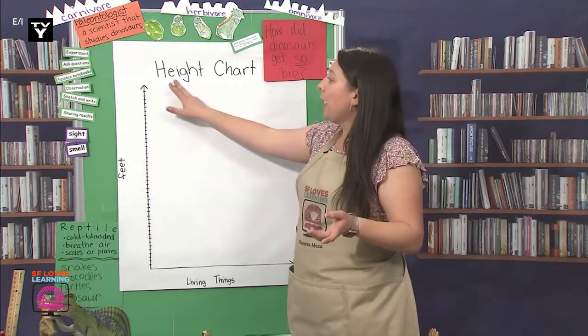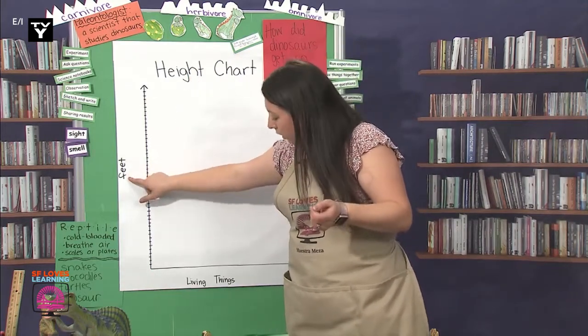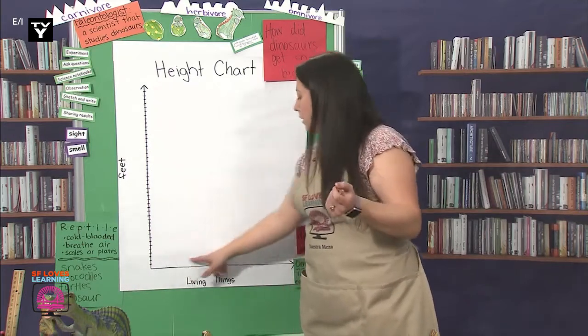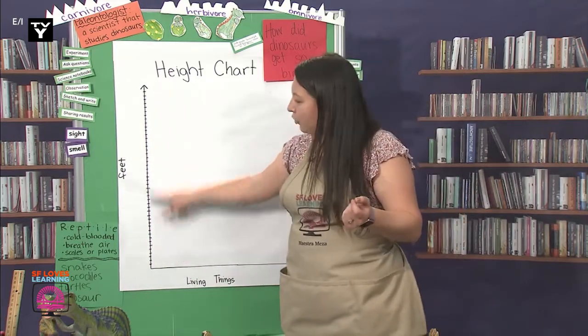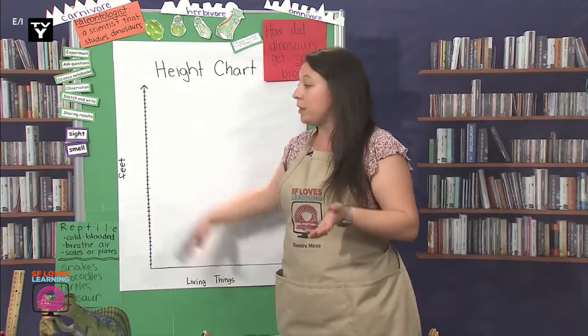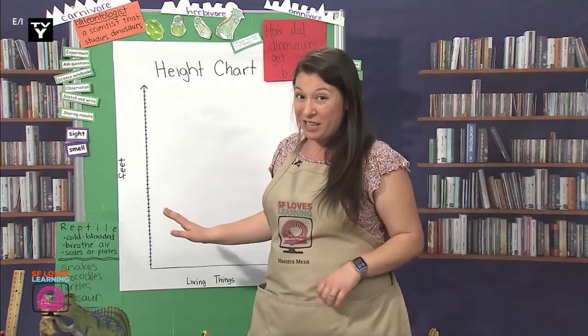So, I have a title that says height chart. I have a label that says feet, and one that says living things. And we have the two axes, but this one has hatches, but nothing on the side. So something I need to add to this graph is numbers, and I already have my labels. So let's do that, but I might need your help.